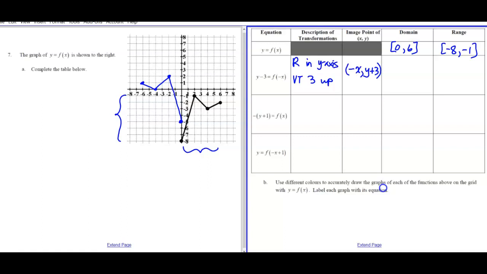If you graph it, you can see what the new domain is, -6 to 0. If you didn't graph it, then for a reflection in the y-axis, 0 changes sign, which doesn't change anything, and goes on the other end. 6 changes sign and goes at the beginning. The range, everything is moved up 3. So here, -8 plus 3 is -5, -1 plus 3 is 2. And you can check, -5 to 2.